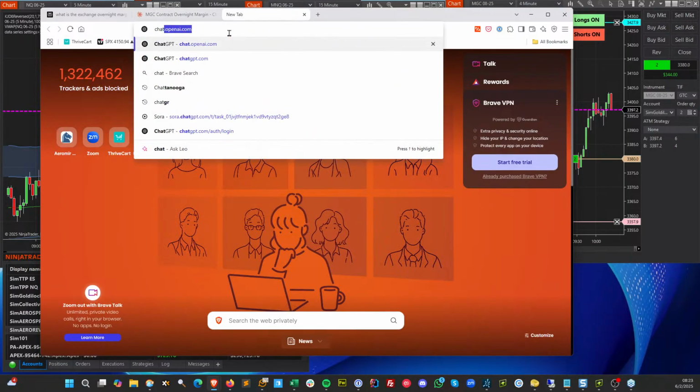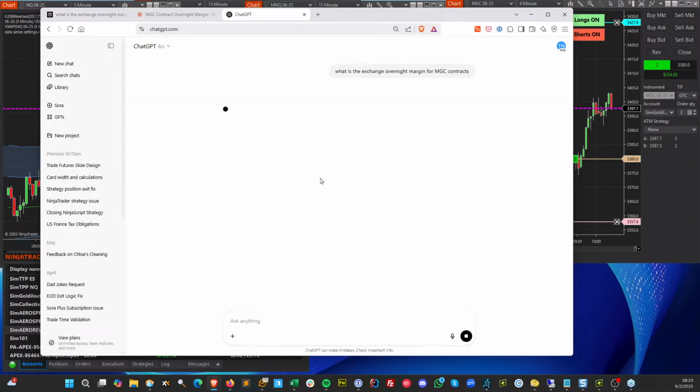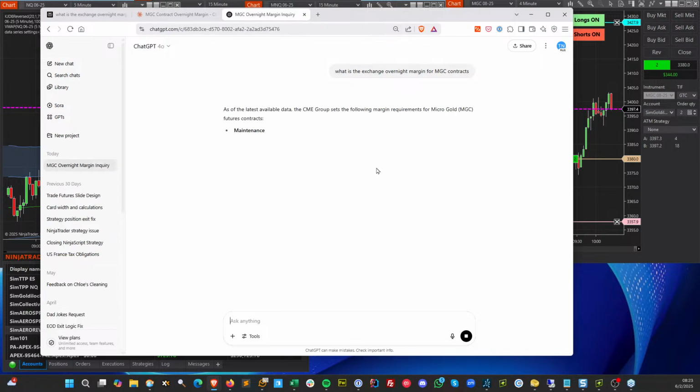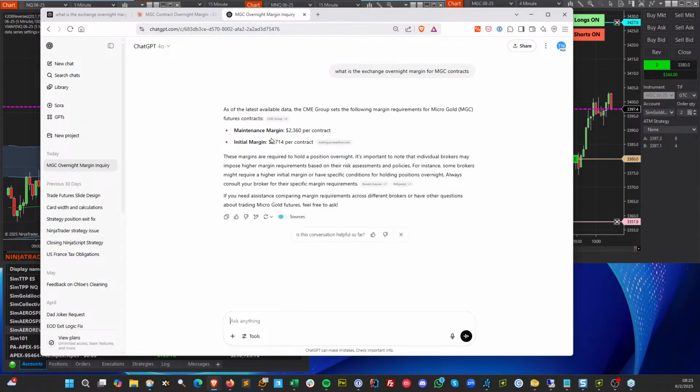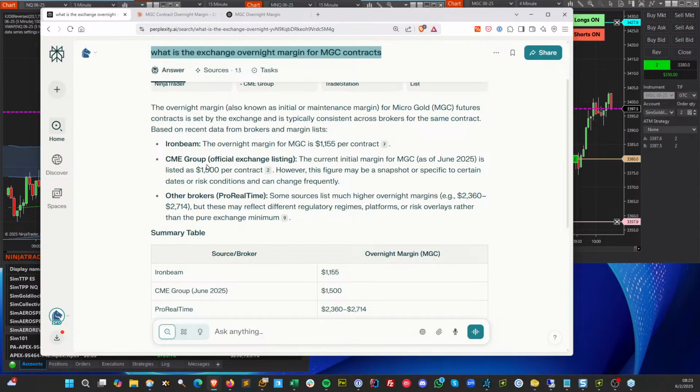Let's try ChatGPT. Just plop in the same question. Initial margin 2,700. So pretty wide variation in the answers. So you got 2,700 from ChatGPT. Claude saying like 800, which is wrong. And Perplexity saying 1,500. And other brokers 2,700. So somewhere between here is probably right.